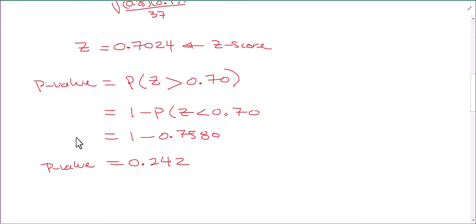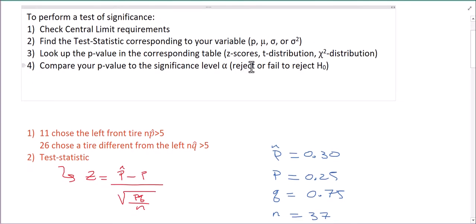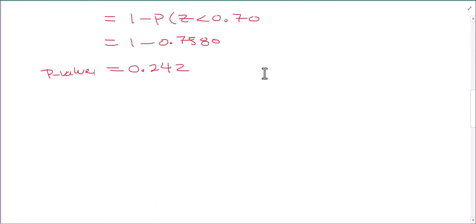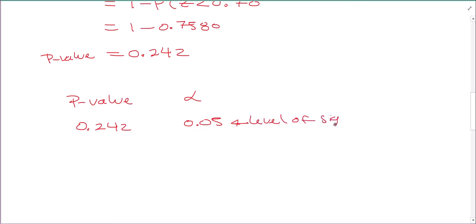Now we want to compare our p-value, looking at the steps, to the significance level alpha, and then make our decision whether we reject or fail to reject H naught. So our p-value is 0.242 and our alpha is 0.05. This is the level of significance given. So what can we say? What's the relationship, greater than or less than? Our p-value is greater than alpha. So what do I do?